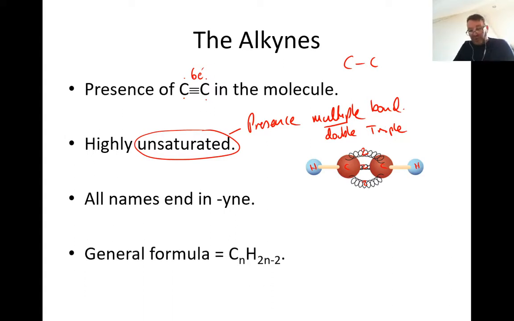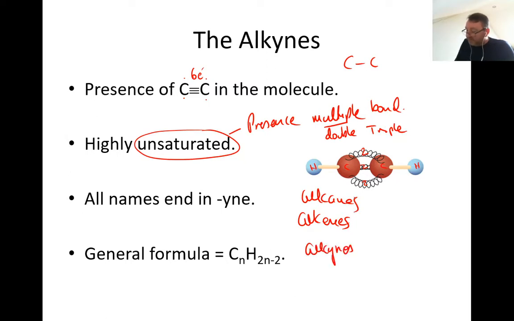And their general formula is CnH2n minus 2. Now that's interesting because you're probably asking yourself, how am I going to remember all the general formulas? Well, let's just go back over them again. Let's go back over the alkenes, and then the alkanes, and now the alkynes.